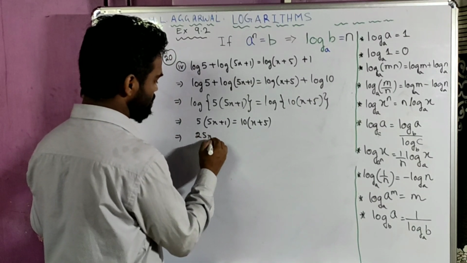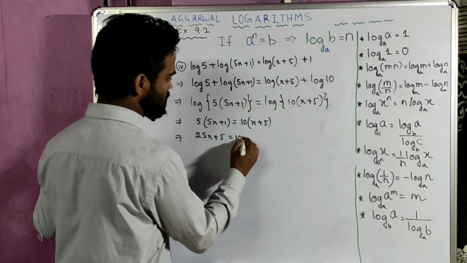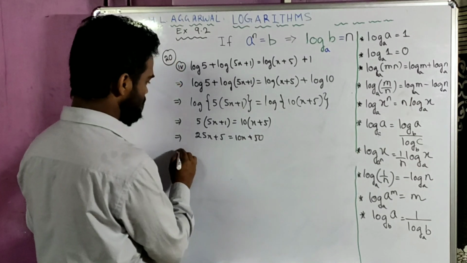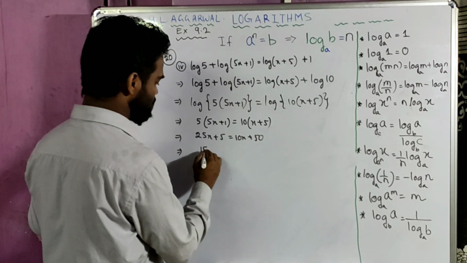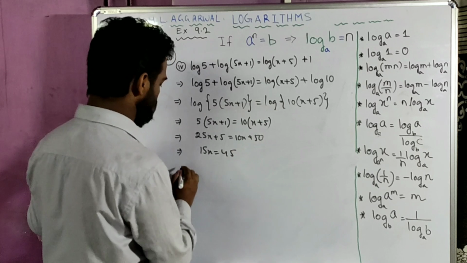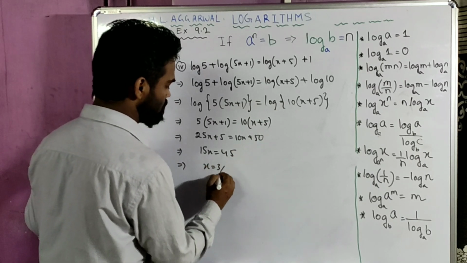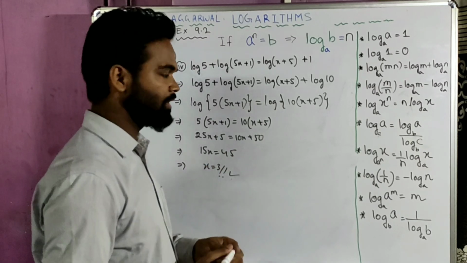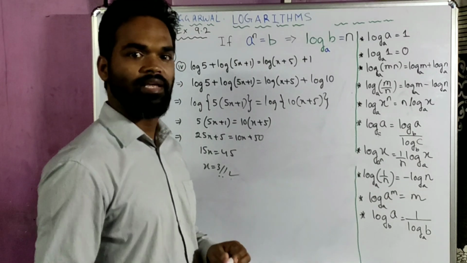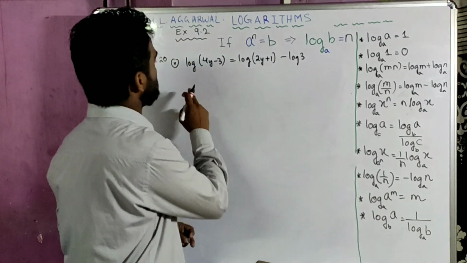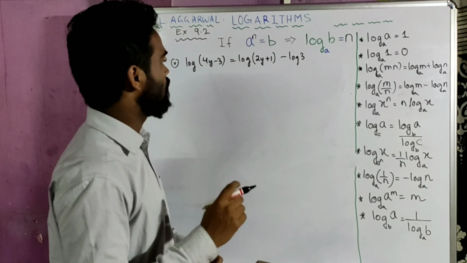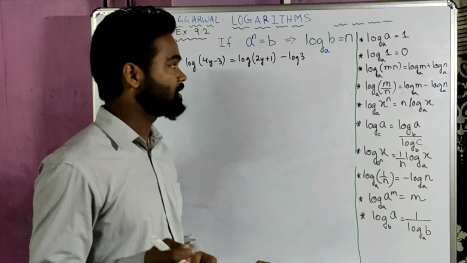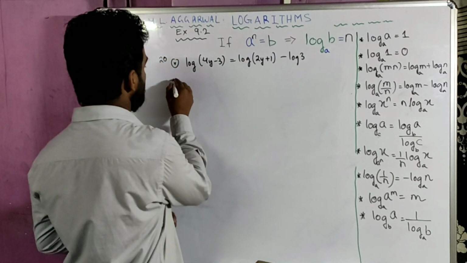Now we need to solve it. This is 25x plus 5 equals 10x plus 15, which is 15x equals 45 if you solve it, which means x equals 3. Done. Now we look at the next sum. Now look at 20 part 5. Log 4y minus 3 equals log 2y plus 1 minus log 3. We need to solve for y.